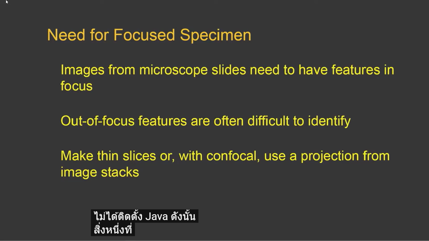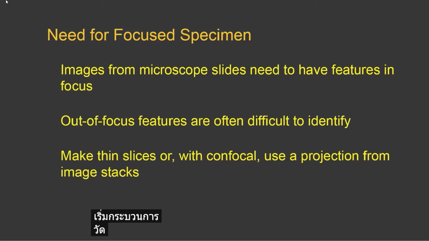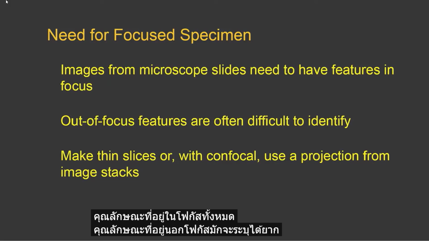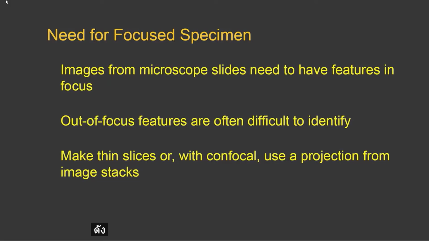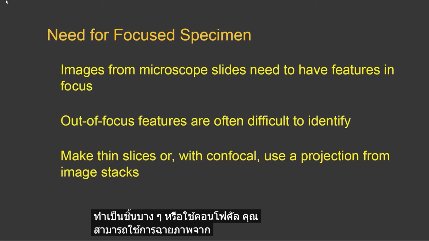So one thing that you must do before even beginning this process of doing measurement is to make sure that the images from microscope slides have features that are all in focus. Out of focus features are often difficult to identify. So in order to do that, you will have to make thin slices, or with a confocal, you can use a projection from image stacks.